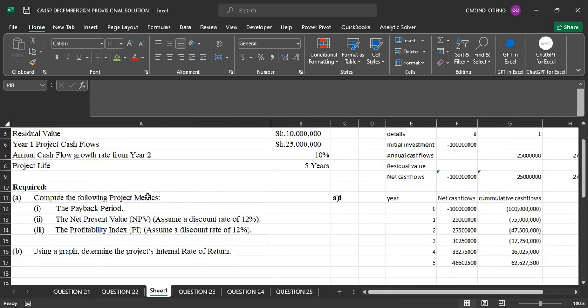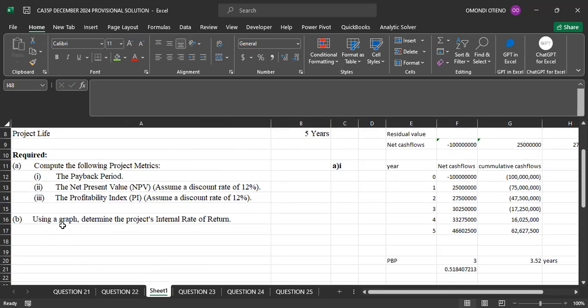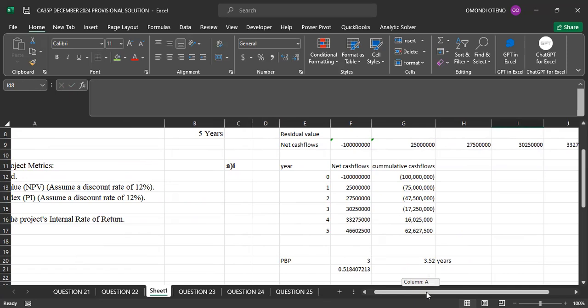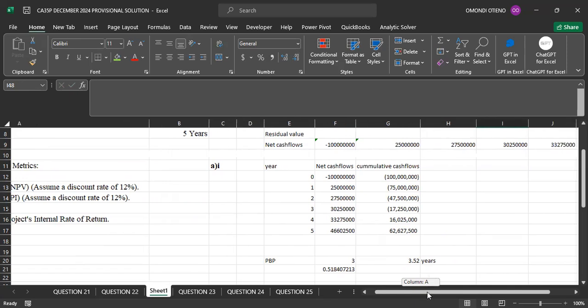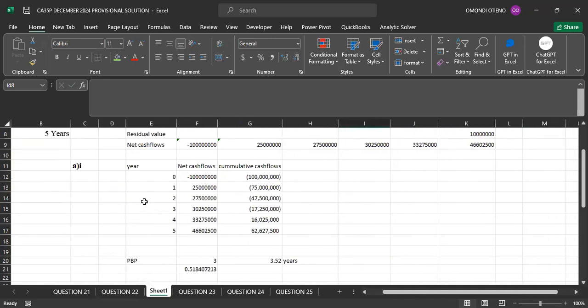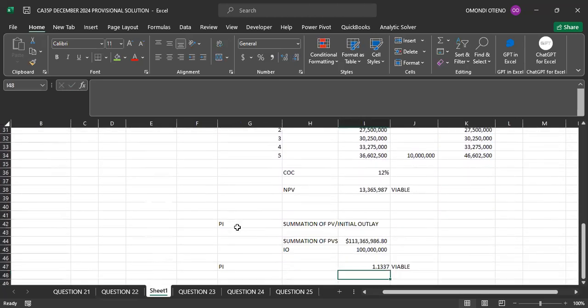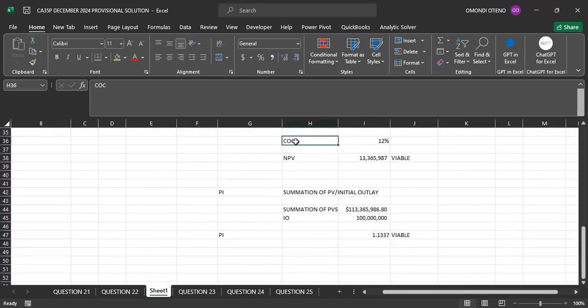Now look at part B of the question. What are they telling us? Using a graph, determine the project's internal rate of return. The internal rate of return of this project is very simple. Here we are basically required to come up with the cost of capital or the required rate of return at which our net present value is equivalent to 0.